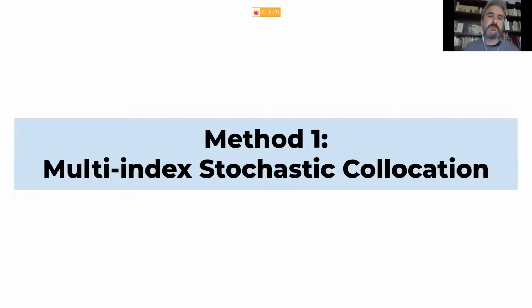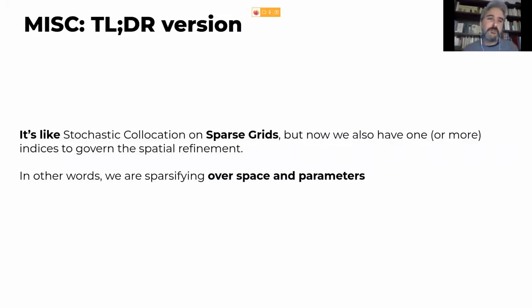Method one is the multi-index stochastic collocation. Method two will be this multi-fidelity radial basis function. Now, MISC, method one, if you want, I can give you a too long didn't read version. The very short and super compact description of MISC is, it's like stochastic collocation of sparse grids, but now we have one or more multi-indices, or indices actually, that govern the spatial refinement. So we are sparsifying over space and parameters, if you want.